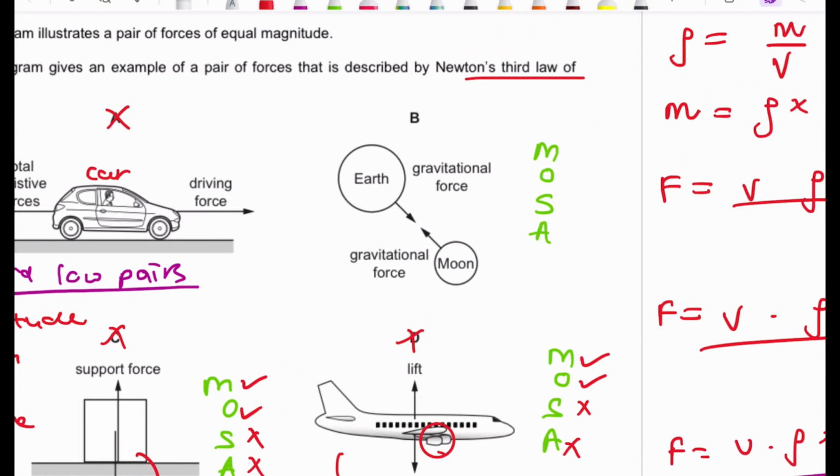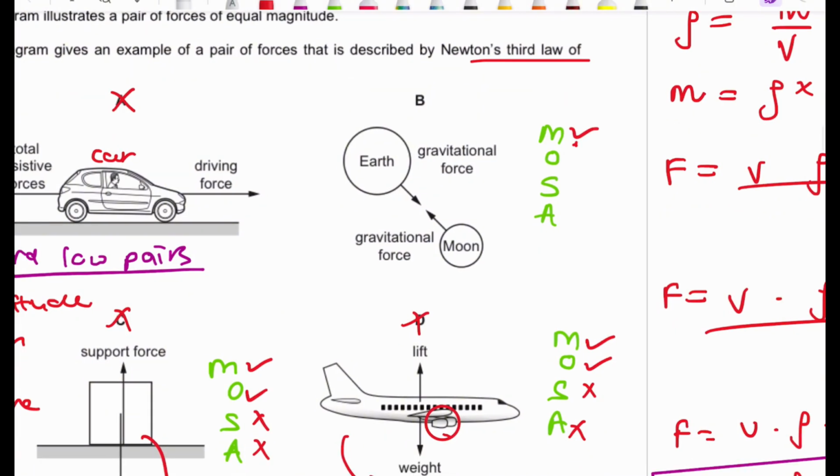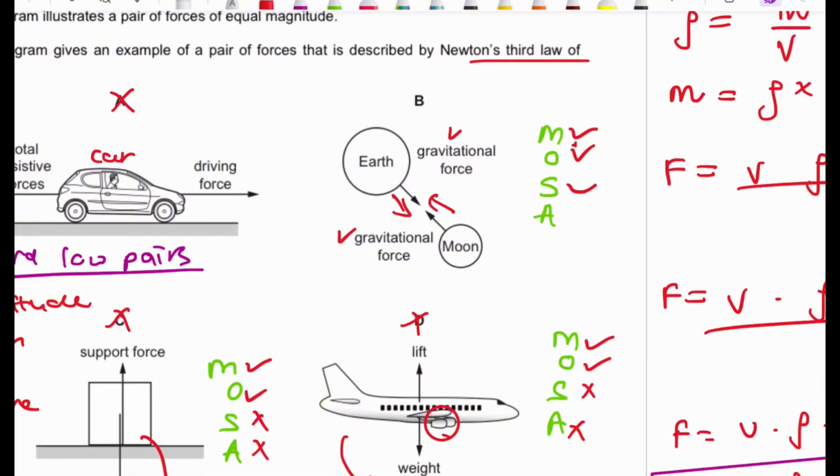Are they of the same magnitude? They might be, because the gravitational force that the Earth exerts on the moon might be equal to the force that the moon exerts on the Earth. Are they opposite in direction? They are, because one is acting in one direction and the other is acting in the opposite direction. Are they of the same type? Guess what? They're both gravitational forces, so they're of the same type. Are they acting on different bodies? One is acting on the Earth and the other is acting on the moon. So yes, this is a Newton third pair.